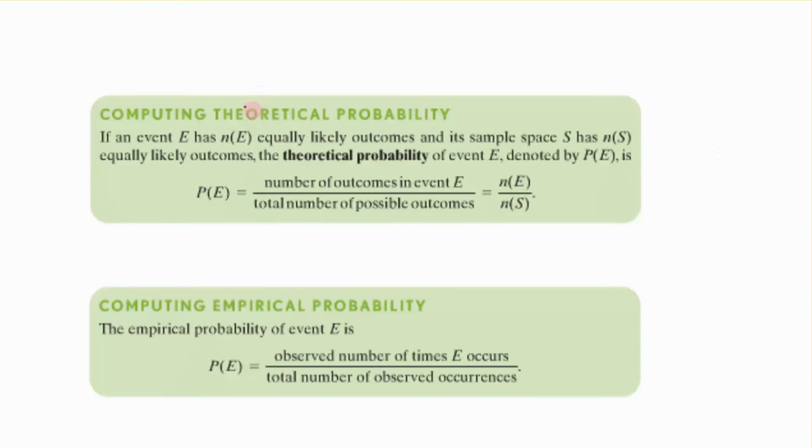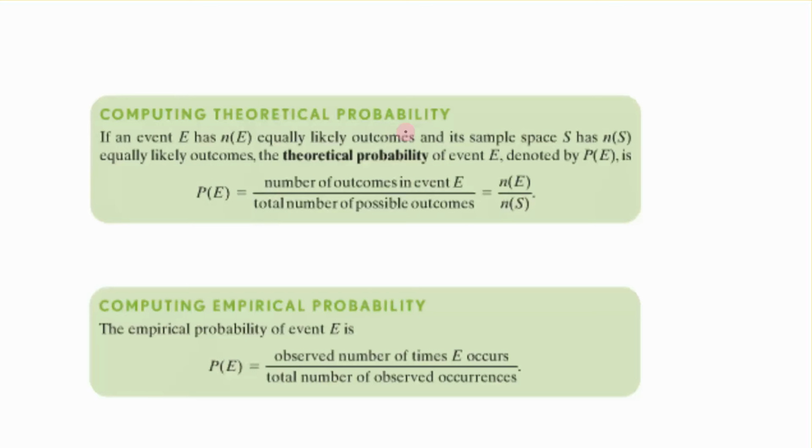One way is called theoretical probability. Now, we're going to call an event E, and that is the thing that you're checking the probability of, like rolling a 6 or flipping a coin and getting a heads. Those items are the event. If an event has N of E equally likely outcomes, like rolling a fair die, it is just as likely to be a 6 as it is a 2.